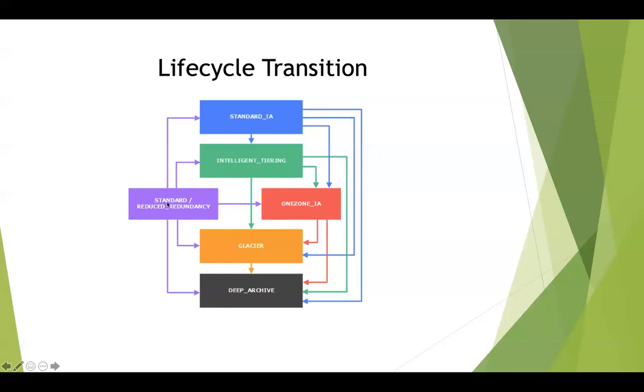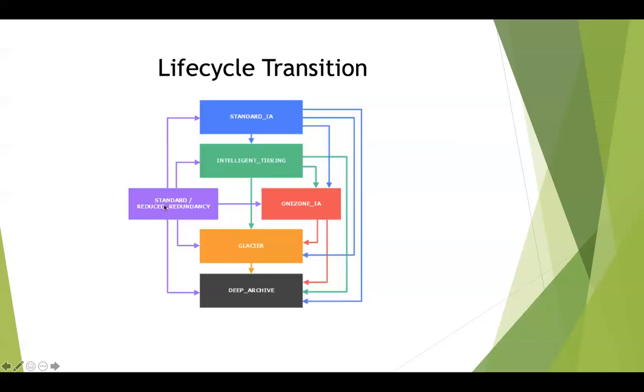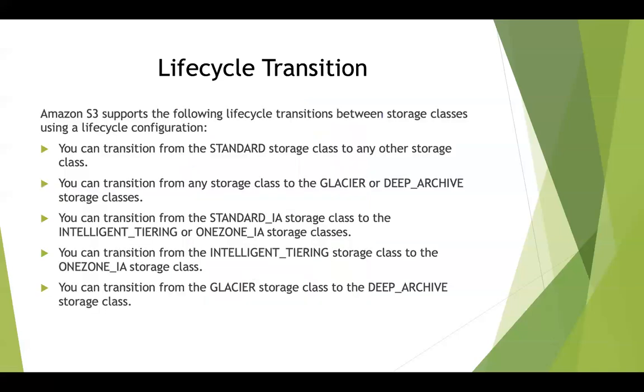So from the standard storage class, you can transition to any other storage class, and you can transition from any storage class to Glacier or Glacier Deep Archive. That means from standard, from one zone, from intelligent tiering, from standard IA, you can transition to Glacier, and from Glacier the transition can only go to Glacier Deep Archive. So only a forward transition is allowed.